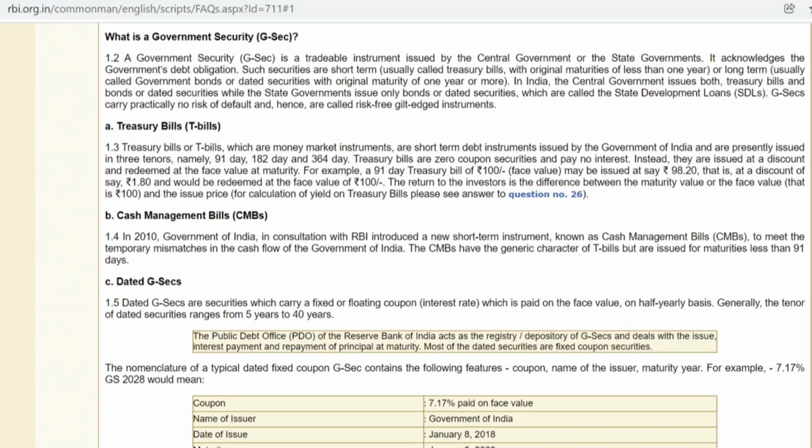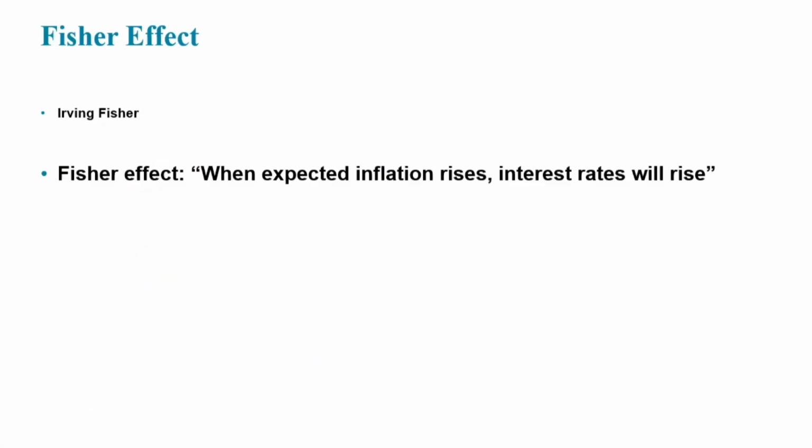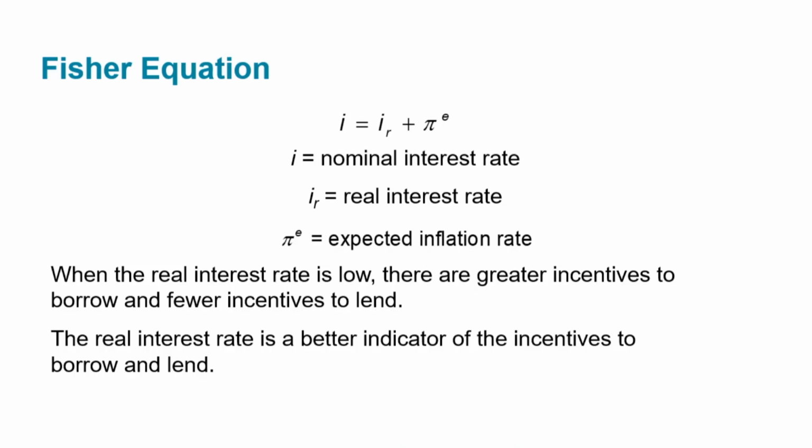I'm also referring you to some more screenshots from the RBI website. They have defined what is meant by different government securities, and related information is given there. I am also giving a little more information about the Fisher effect, which we discussed in a previous session. The Fisher equation says the nominal interest rate is equal to the real interest rate plus the expected inflation rate.